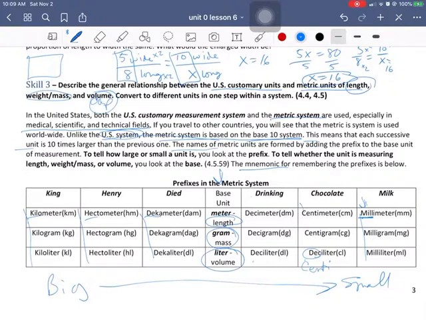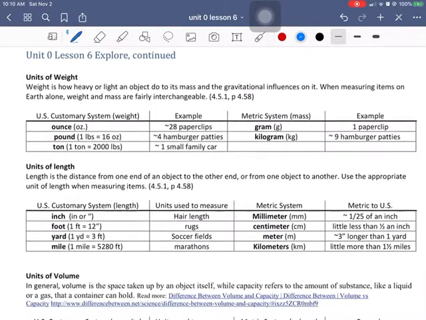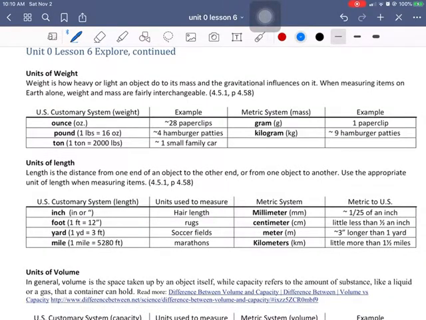Okay. So all right, that's just some information about that. Okay, so let's look at that in detail a little bit more. We have units of weight, how heavy or light an object is due to its mass or gravitational influences on it. When measuring items on the Earth alone, weight and mass are fairly interchangeable. Okay? It's kind of like how much more or less you weigh on the moon because of the gravitational forces of the moon, blah, blah, blah.